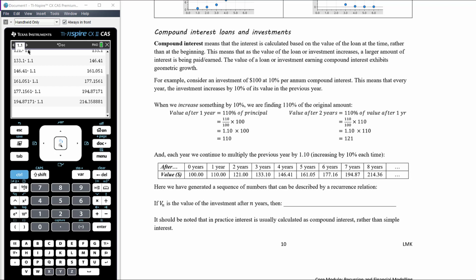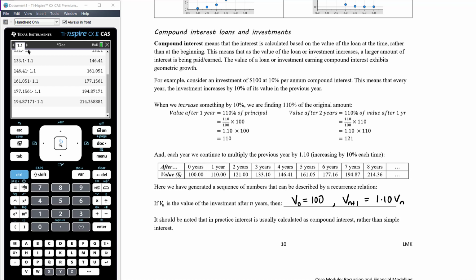So here what we've generated is a sequence of numbers that can be described by a recurrence relation. So if Vn is the value of the investment after n years, then what we have here is that V0 is 100. So our starting value is 100. And Vn plus 1 is Vn multiplied by 1.10. Okay, we would usually write that as 1.10 times Vn.